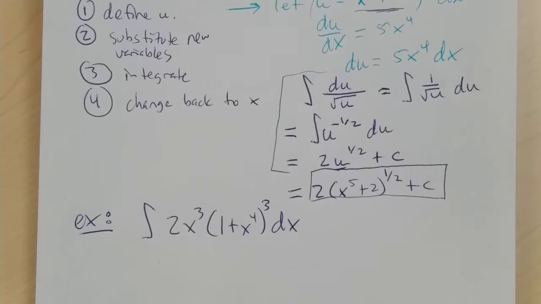It's going to be a long polynomial, and then distribute the 2x cubed, and then do the antiderivative. That'll get you to the same place. The problem is, it'll take a lot of time.